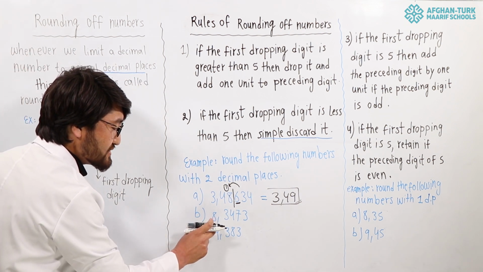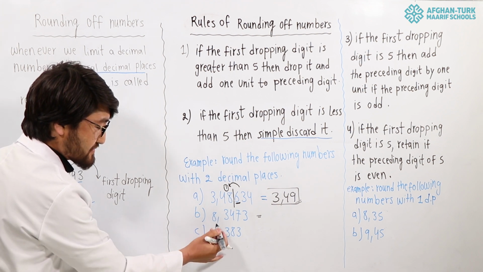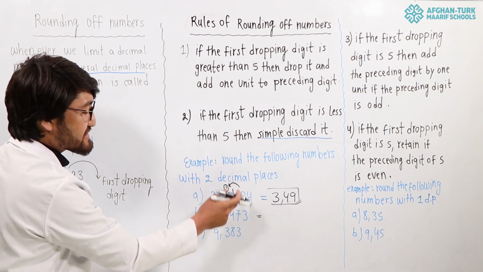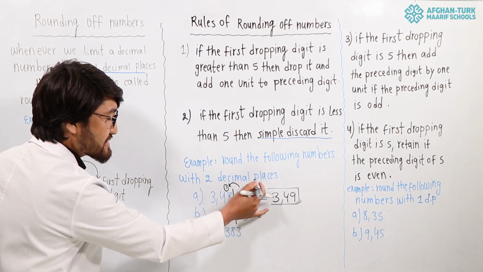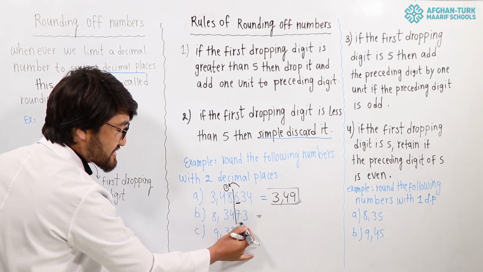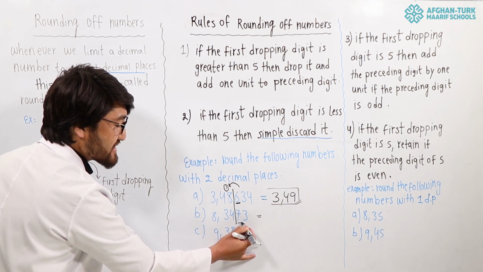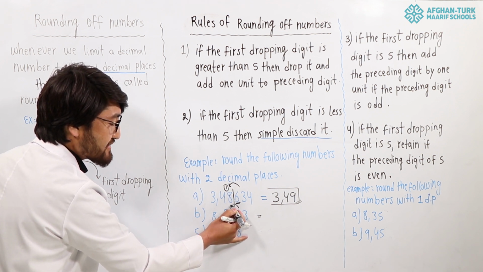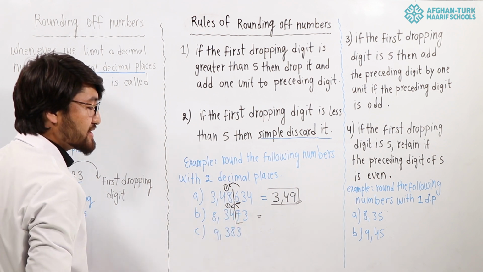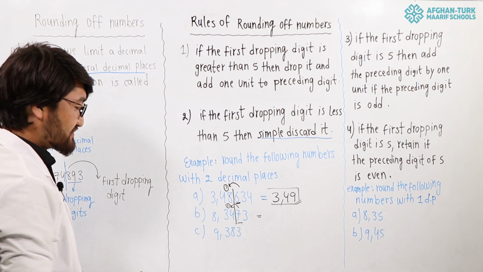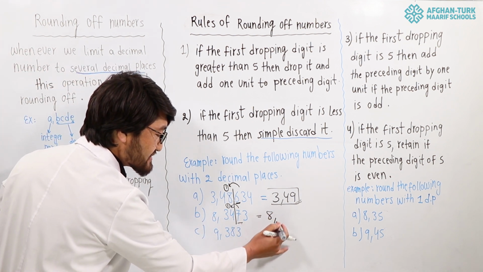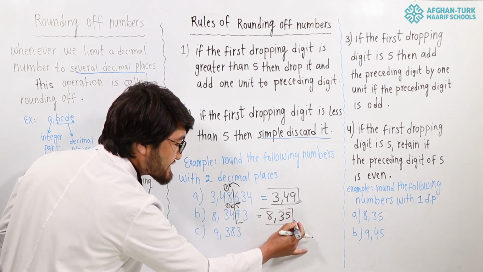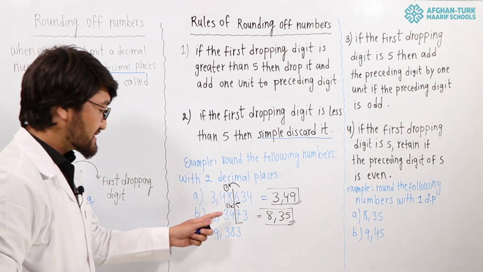Let's look at another example. We want to round this number, 8.3473. The question says remain 2 decimal places, 1, 2. This is the first dropping digit. The first dropping digit is greater than 5. We add 1 unit to the preceding digit. Here, 8.35. 4 became 5. We add 1 unit to the preceding digit.